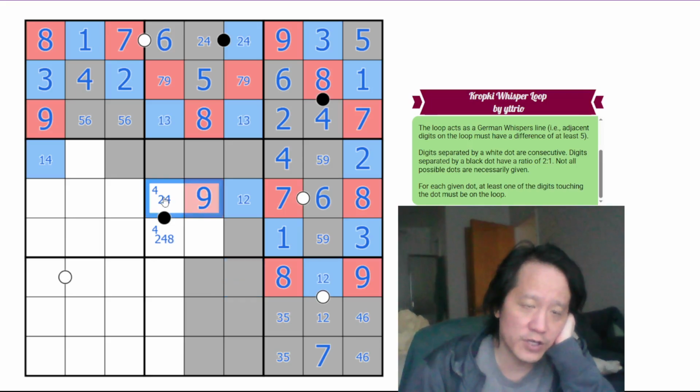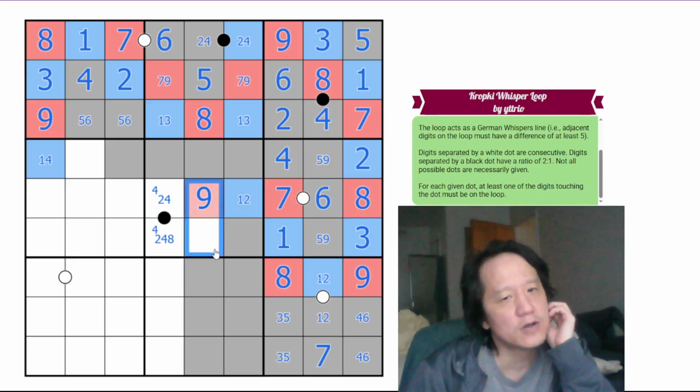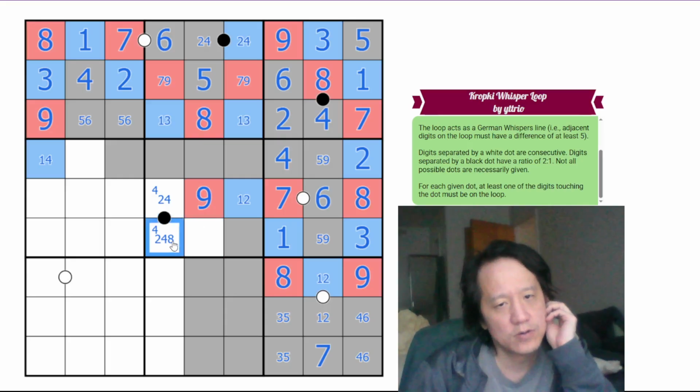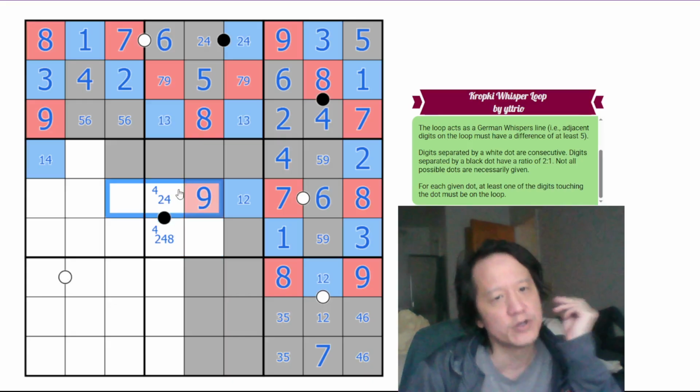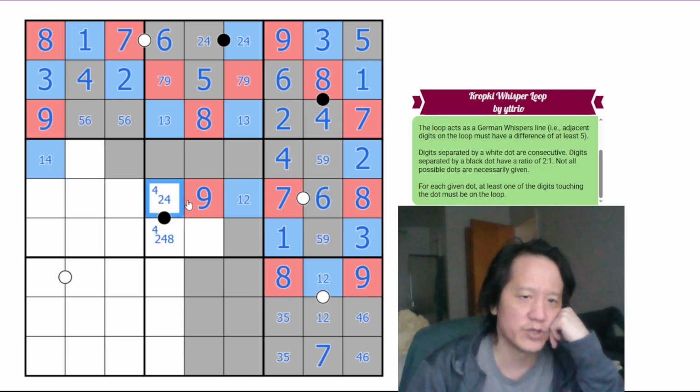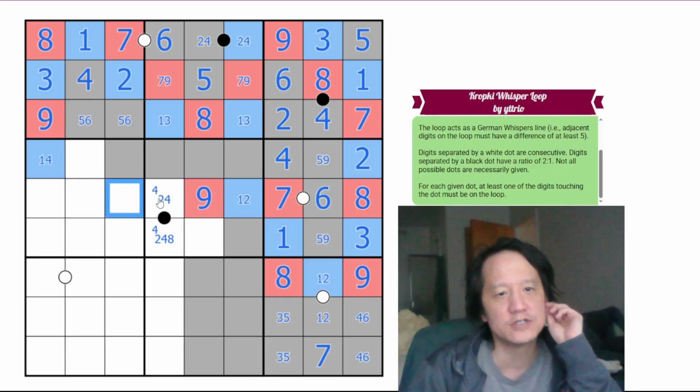If we go here, this cannot be 4. So it would be 2. If we go here, then here, this would have to be 2 to be between 9 and 8. So if we go this way, that's a 2, because 4 cannot be between two unique digits on a Whisper 5 line.